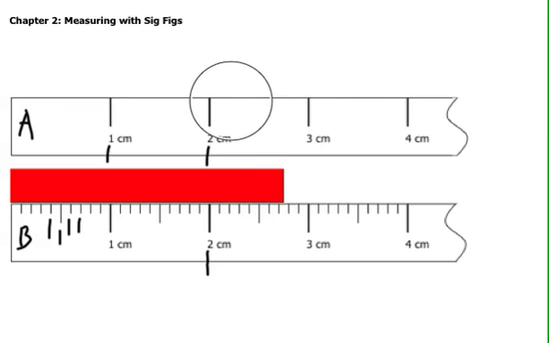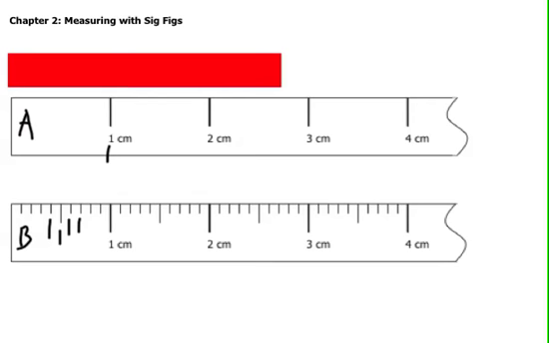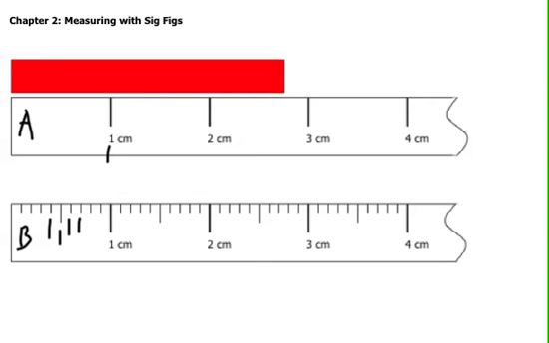Now, one confusion arises when you have something that you're measuring which ends up sitting directly on one of the markings. Let me show you what I mean. So if this bar were to be exactly like that, all right, some people get confused because they forget the rule that we just talked about.